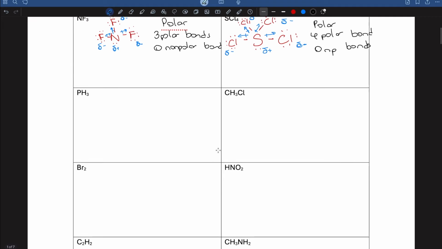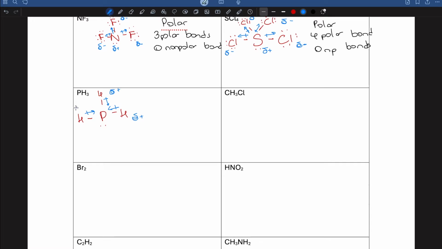The next structure, PH3. Phosphorus again is going to be in the middle, surrounded by the hydrogens, and hydrogens don't have any lone pairs. But phosphorus 5 tells us that there will be a lone pair on phosphorus. However, phosphorus is way more electronegative than hydrogen. And so these arrows are going to point toward phosphorus, stealing the electron density away from hydrogen, meaning that these hydrogens are going to be partially positive.